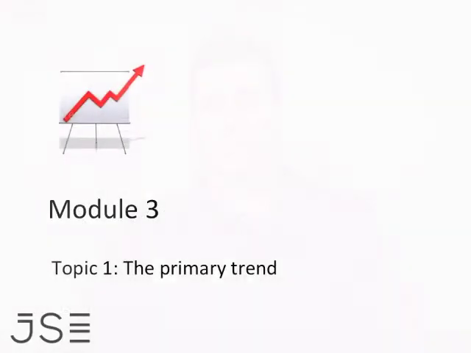Hello and welcome to Introduction to Technical Analysis, Module 3, Topic 1, the primary trend. In this topic, we're going to cover what the primary trend is and the importance of the primary trend. We're also going to try and uncover how we determine what is a bull market and what is a bear market. So let's get started.